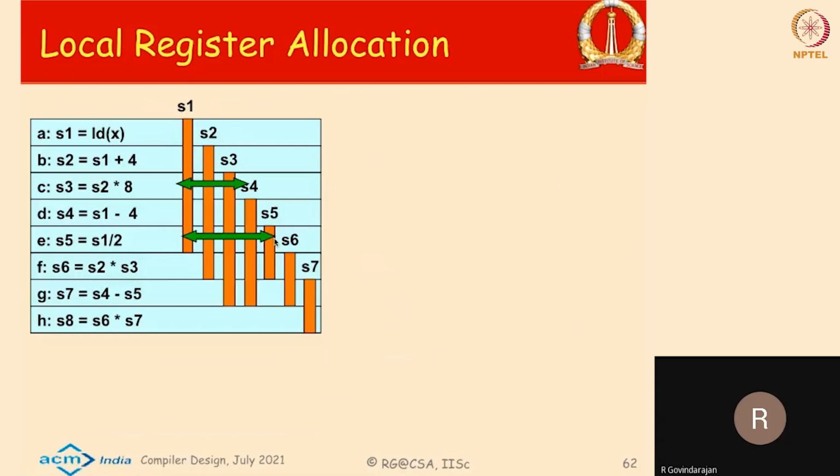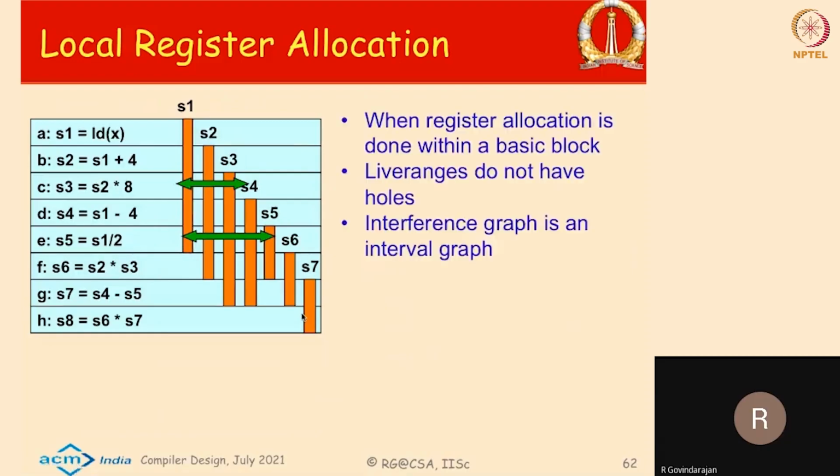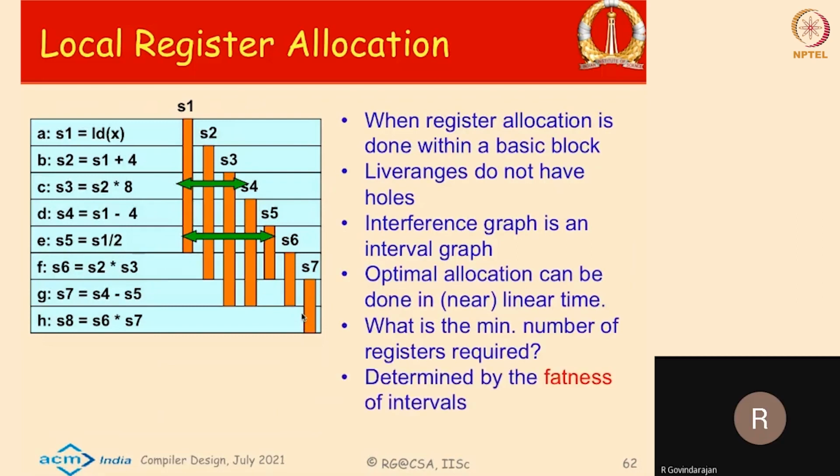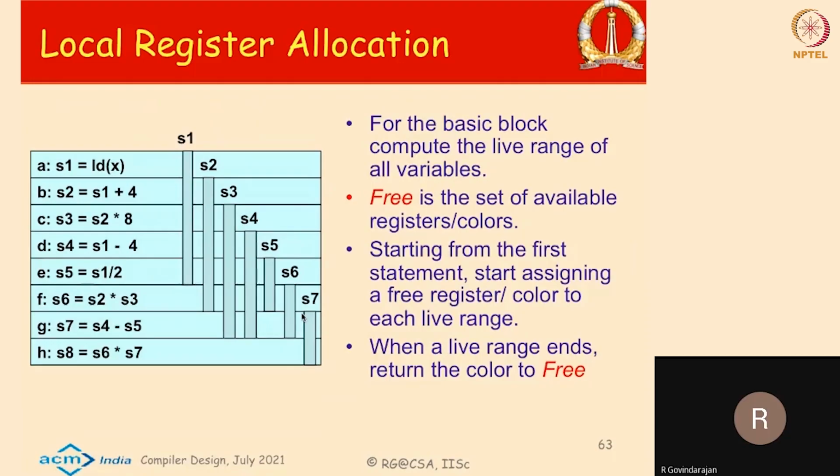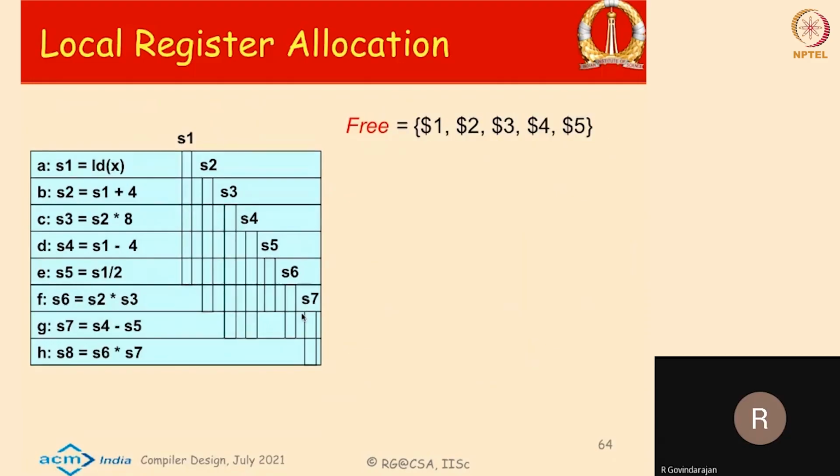And there are some very easy ways by which you can color. You will actually go from the beginning of each live range and then keep assigning colors to them. And as and when the live range ends, you will return the colors to a free list and you keep assigning colors. It's actually a simple linear allocation that will work. Again, a detailed example is given in the slides. You can go through them. For example, here, you start off with the S1 variable. You can assign a free color, free register, let's say register 1 to it.